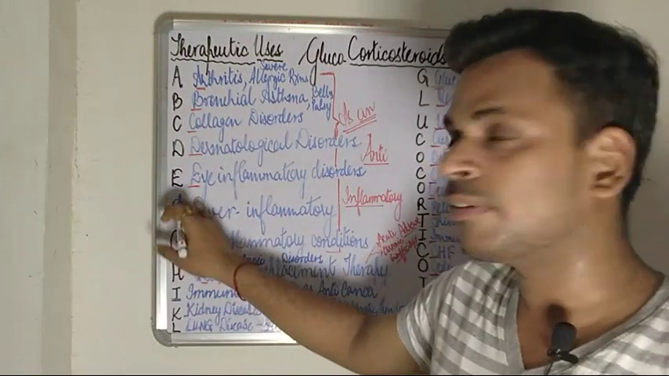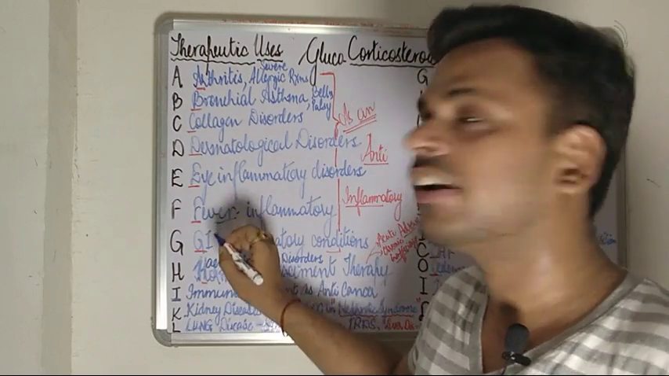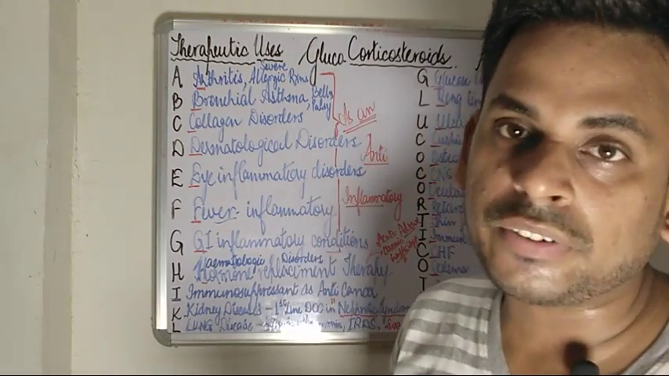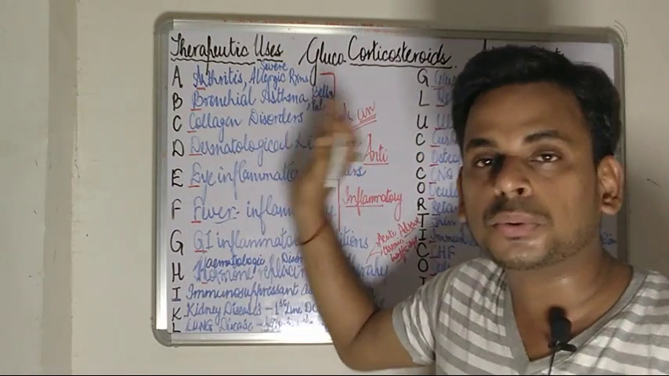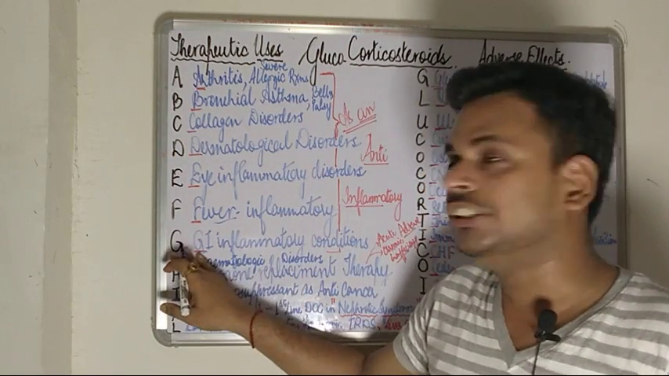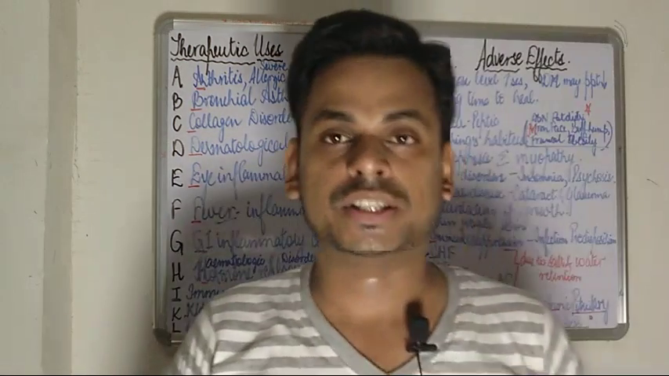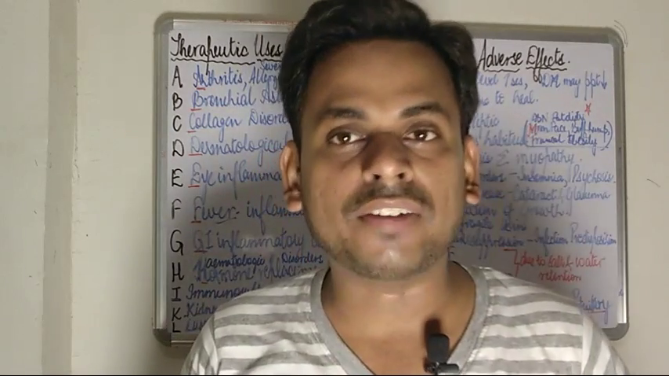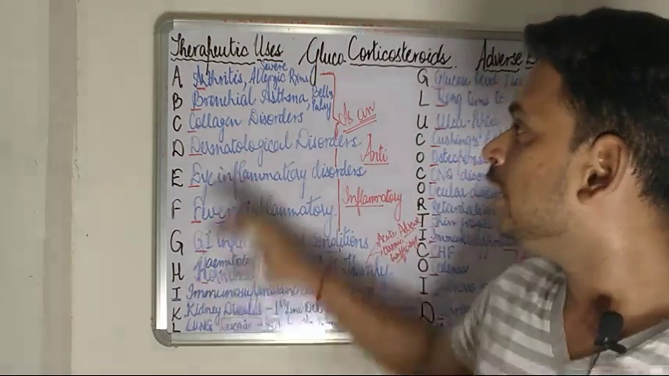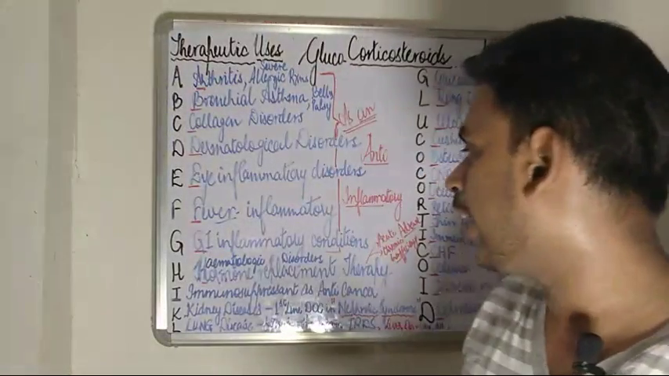The F of the alphabetical series refers to fever. So the F of the fever refers to fever, and that too particularly the fever which is of an inflammatory origin. The glucocorticoids are the drug of choice in that particular kind of fever. Moving on to the G. The G here refers to the gastrointestinal inflammatory conditions. So there are certain kinds of inflammatory bowel diseases which are very widely treated by the use of glucocorticoids. So the G of the alphabetical series refers to the gastrointestinal inflammatory conditions.